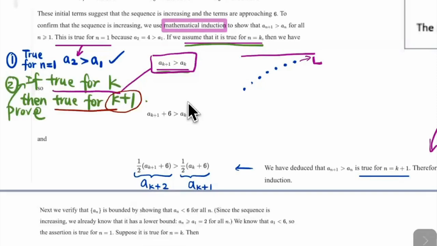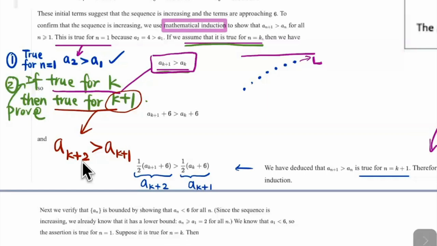What does it mean? That means a of k plus 2 has to be greater than a of k plus 1. So you're trying to prove, if I have this, I will try to have this. So you try to relate this one with this one to build from here to here. Okay, how do I do this?